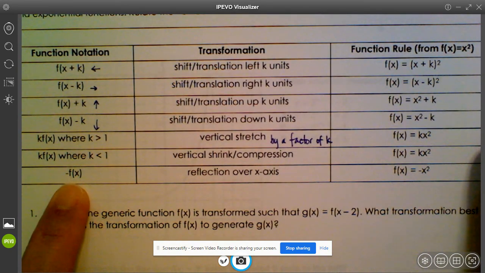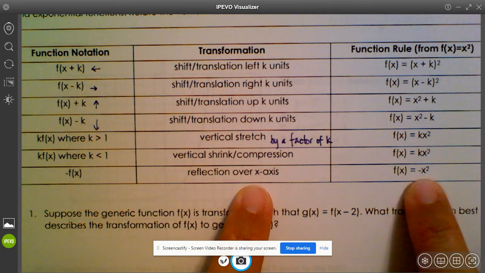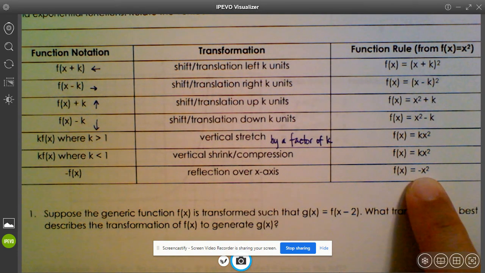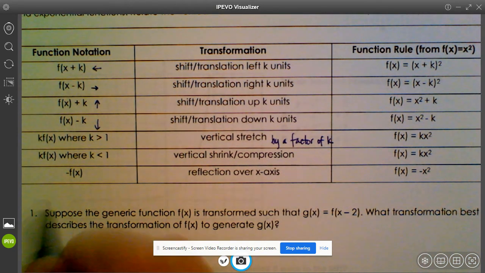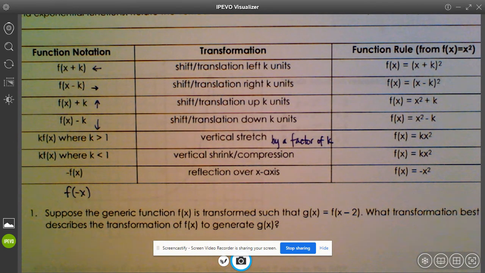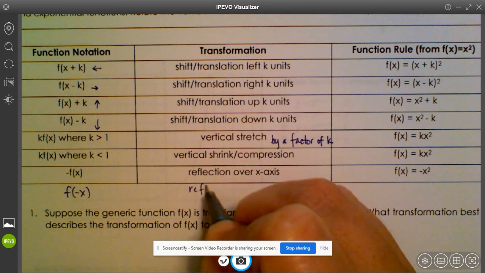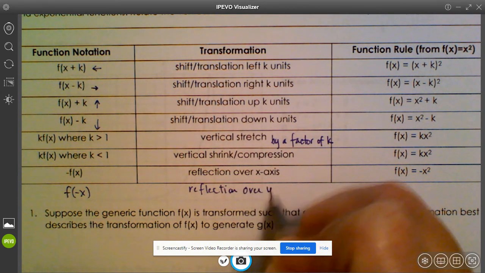When we're taking the negative of the function, we're actually taking the negative or the opposite of the y-coordinate, which is a reflection over the x-axis. And you'll see that it looks like this. This is probably not the best example on which to do this, but you still need to know this one. When we look at f of negative x, this is a reflection over the y-axis.